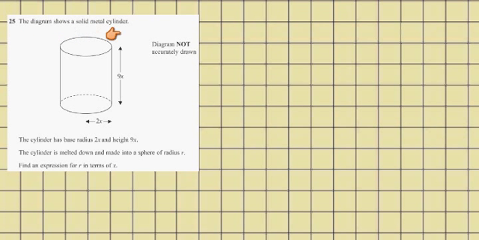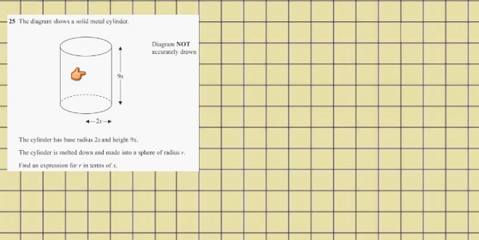The diagram shows a solid metal cylinder. The cylinder has base radius 2x and height 9x. The cylinder is melted down and made into a sphere of radius r. Find an expression for r in terms of x.